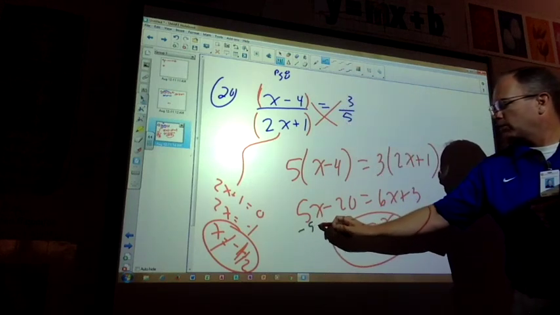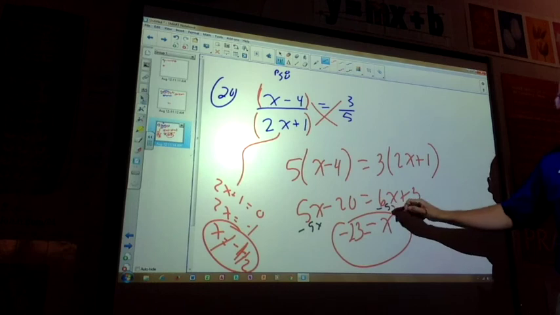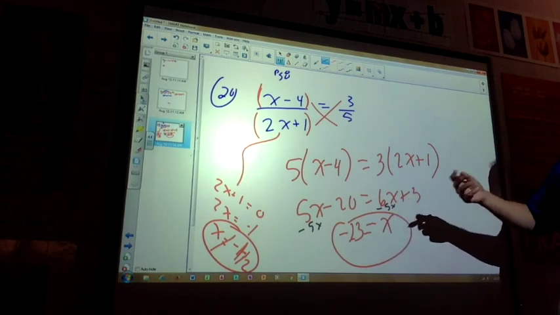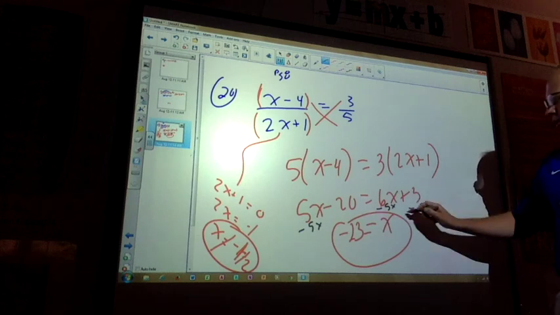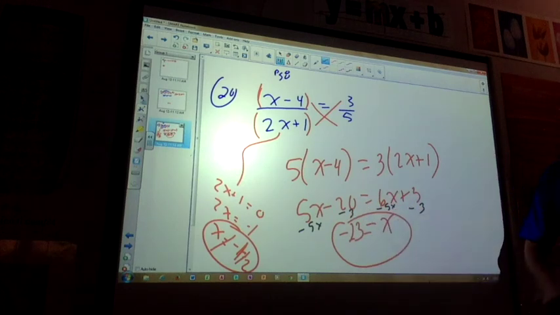I subtracted 5x from both sides. I could have subtracted the 6x, and then I had a negative variable, but I could have moved it. And then I brought this over by subtracting it. And that's the math that took place. Of course, x equals negative 23 is also very acceptable.